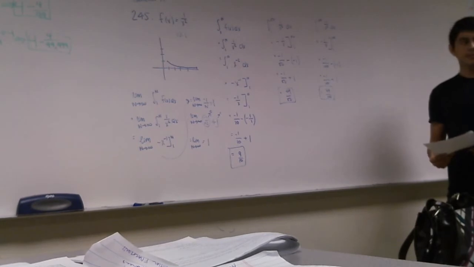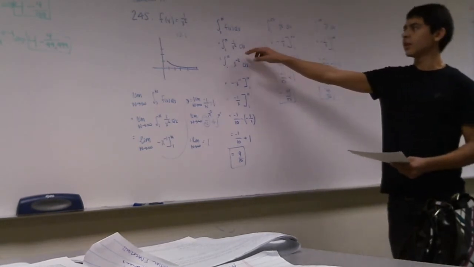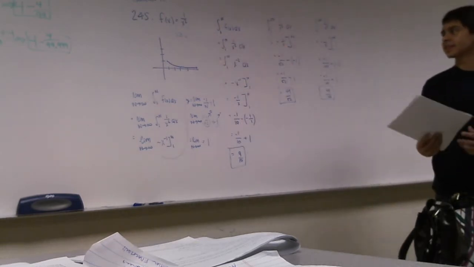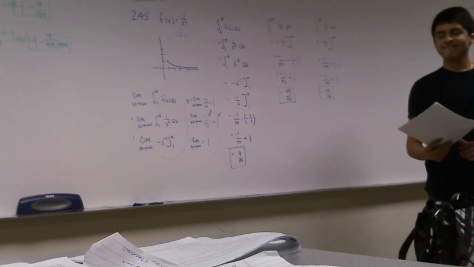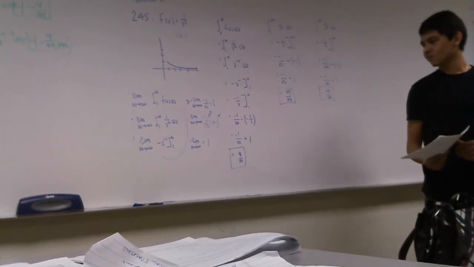Where did that 1 over x squared come from? Right underneath the f of x? Yeah. Well, f of x equals 1 over x squared. So f of x dx. Other questions for him?